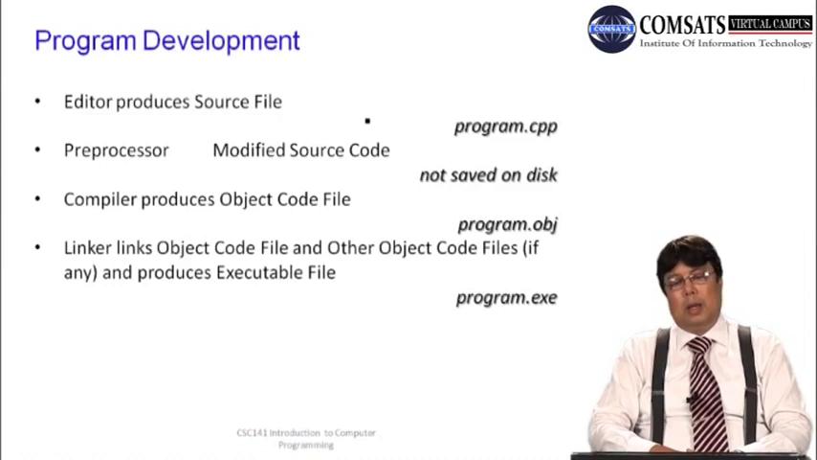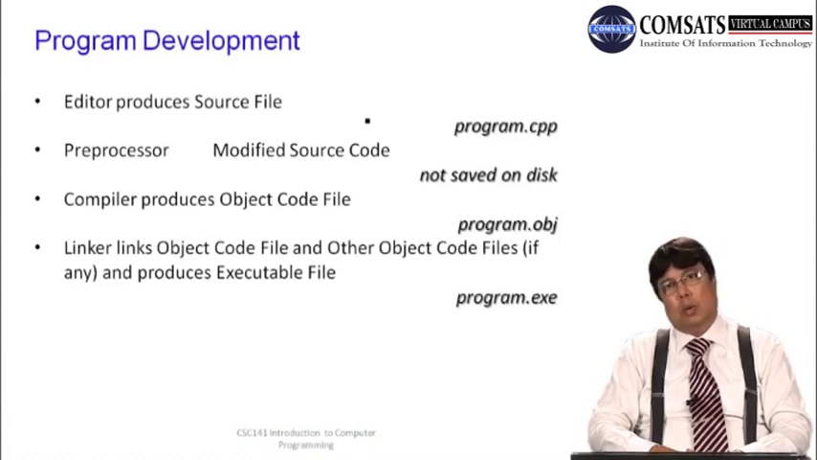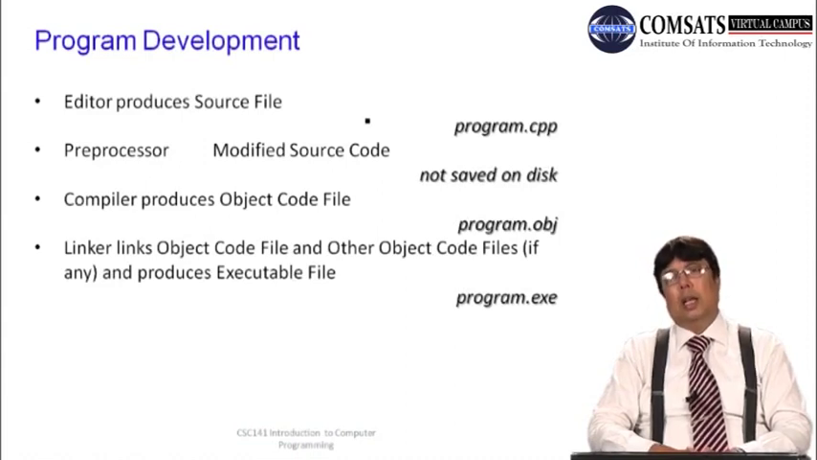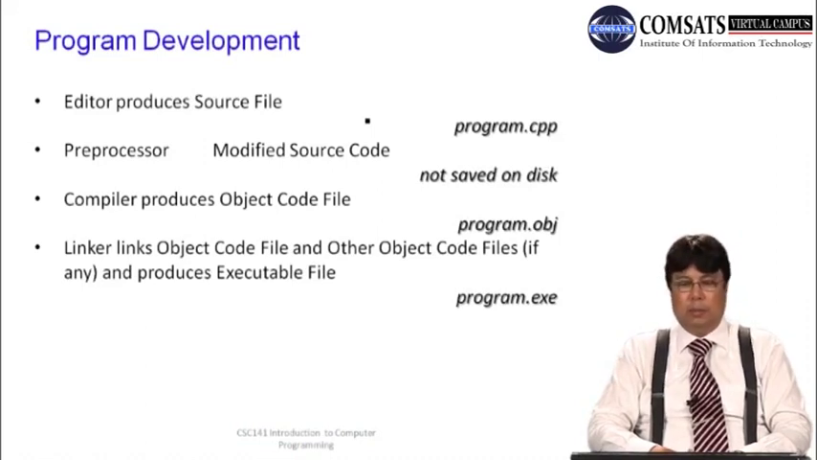Preprocessor modifies the source code, but does not save it onto the disk, क्योंकि वो आपके लिए यूजफुल नहीं है. Compiler converts the source code into the object code. ठीक है, होता तो ये मशीन कोड ही है, लेकिन ये अभी आप उसको एग्जीक्यूट नहीं कर सकते. तो आउटपुट जो है कंपाइलर की इज इन द फॉर्म ऑफ ऑब्जेक्ट कोड और ऑब्जेक्ट फाइल.